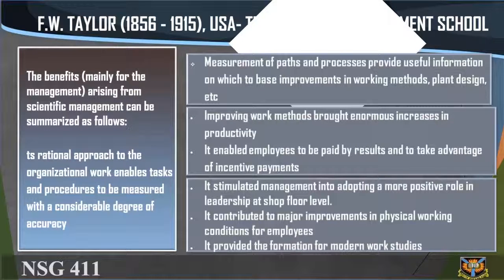The benefits, mainly for the management, arising from scientific management can be summarized as follows. Its rational approach to the organizational work enables tasks and procedures to be measured with a considerable degree of accuracy. Measurement of paths and processes provide useful information on which to base improvements in working methods, plant design, etc. Improving work methods brought enormous increases in productivity.